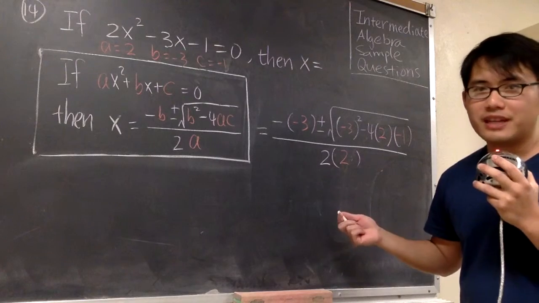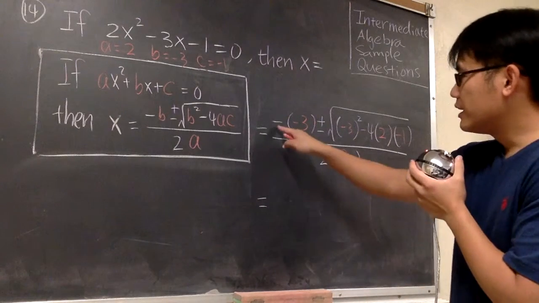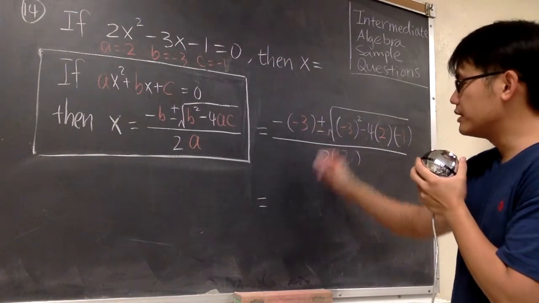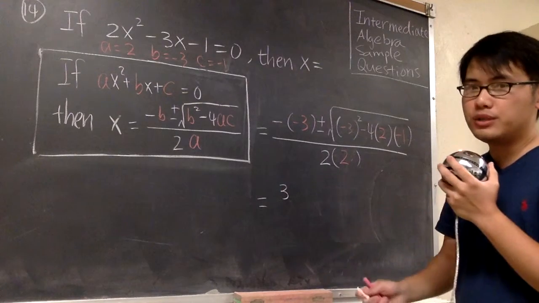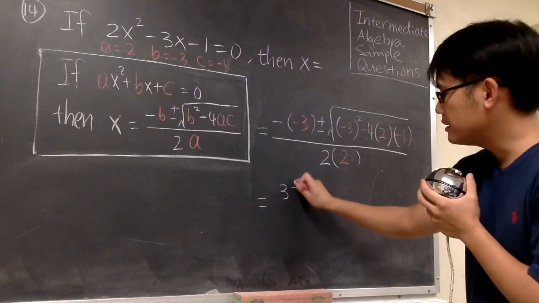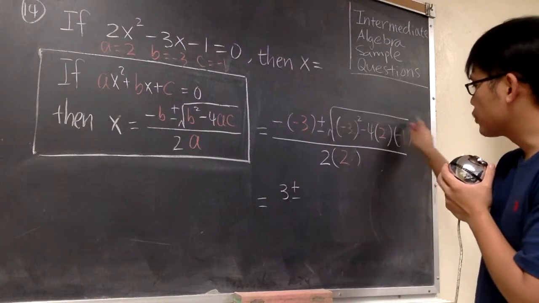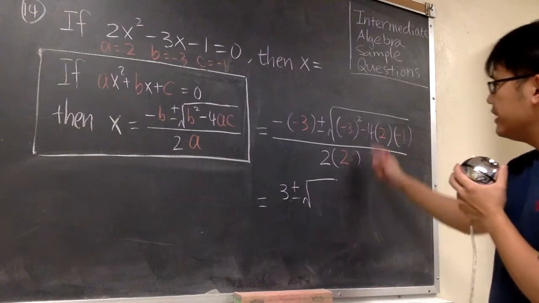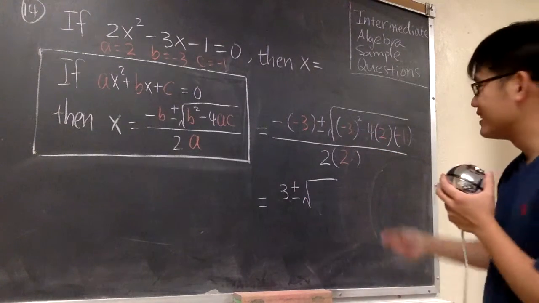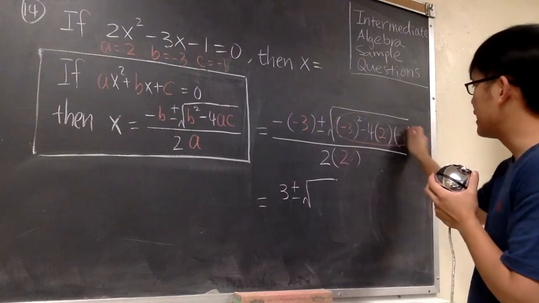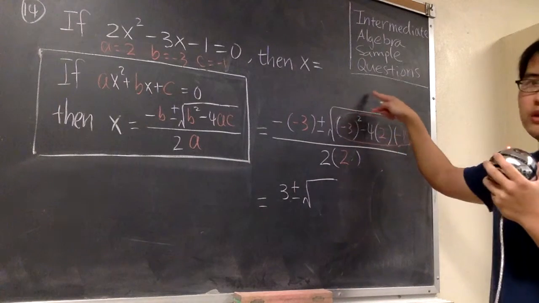Now we just have to work this out. So here we have negative 3. That will give us positive 3. And then we have the plus minus, and then we have this big square root. And then inside right here, we should work this out. Let's take a look at just the inside. And let me just put down the result right here.